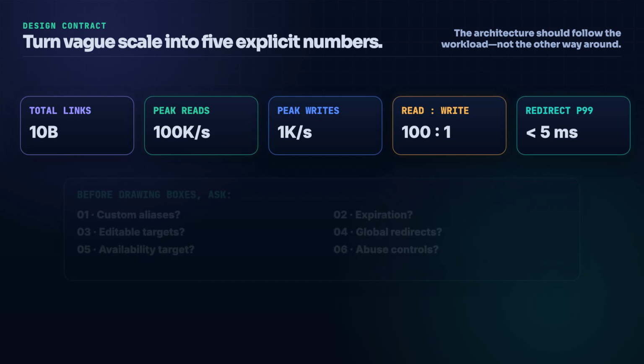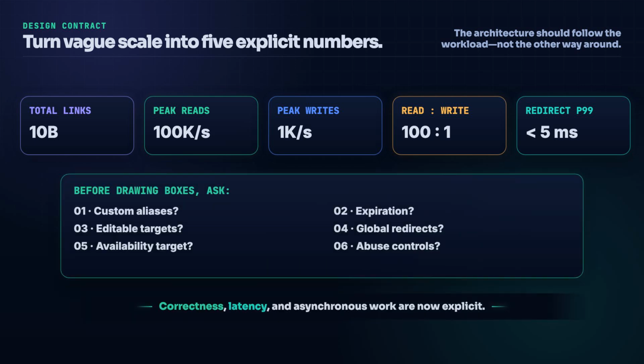These are assumptions, not facts. In an interview, confirm link lifetime, custom aliases, edits, geographic traffic, availability, abuse controls, and whether the latency target includes the public internet. Every architecture decision should point back to one of these requirements.